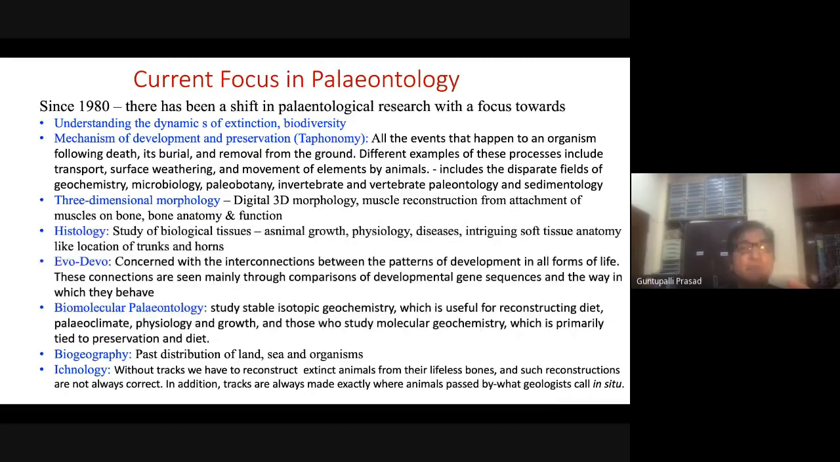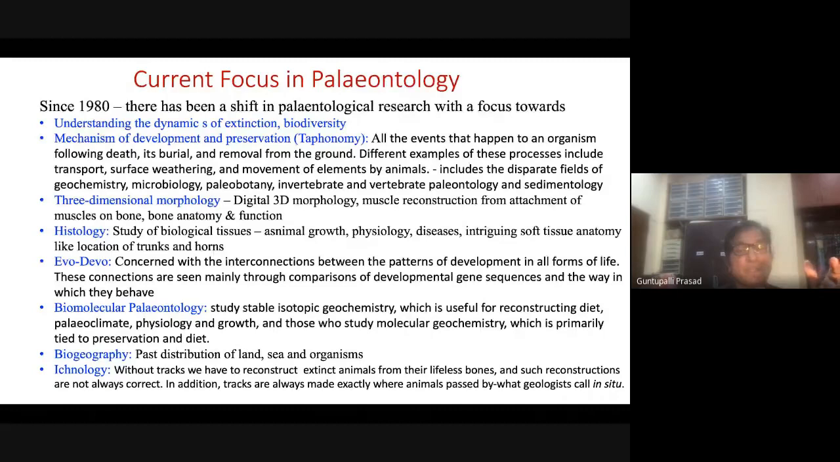Then three-dimensional morphology. I will show you some slides where you can see how 3D scanning or CT scanning is being used nowadays to reconstruct the anatomy of the bones as well as the muscle reconstruction on the bones, and how the animals have used these structures for certain functions in life. And also histology, the study of biological tissues. This helps us in understanding the growth, physiology, disease, and soft tissue anatomy, for example, how the trunk and horns are attached to the body. Those things can be understood by studying the histology.